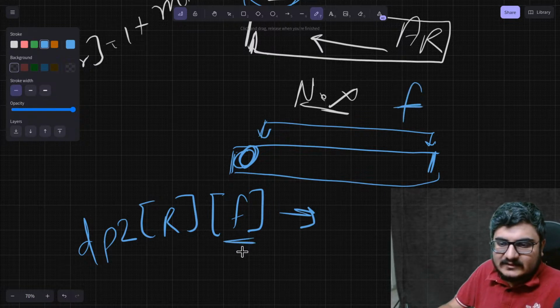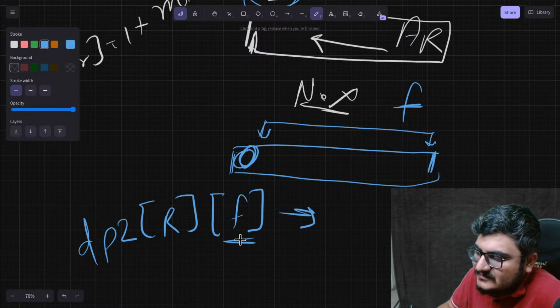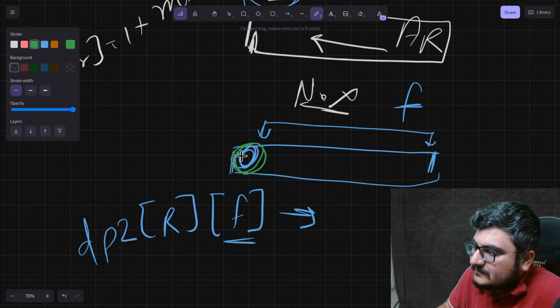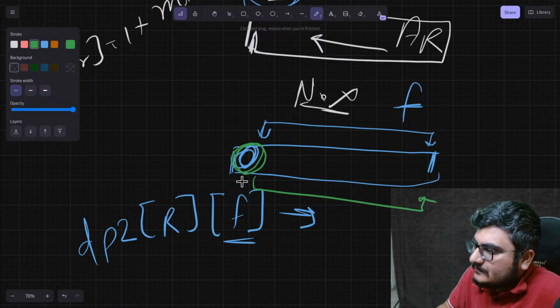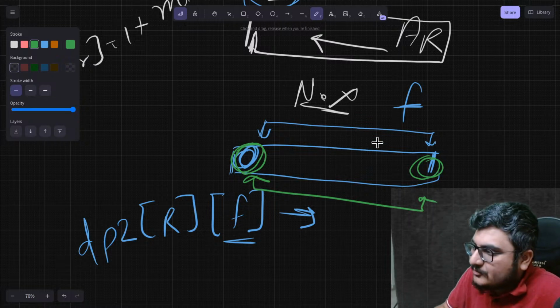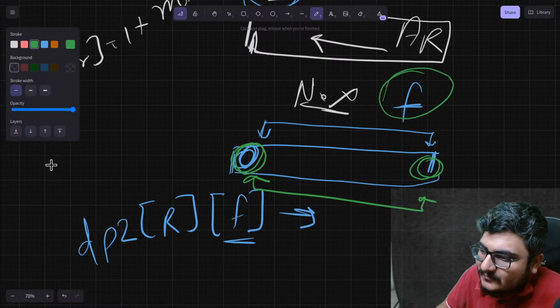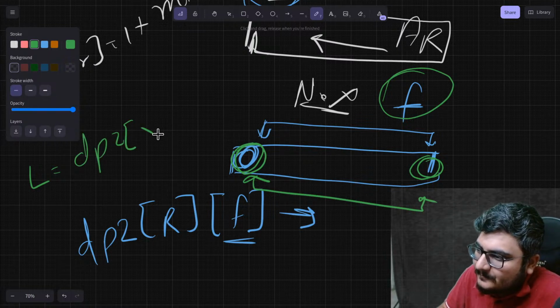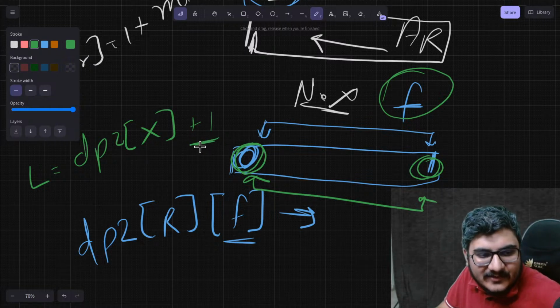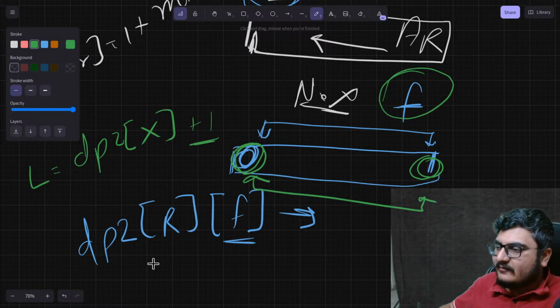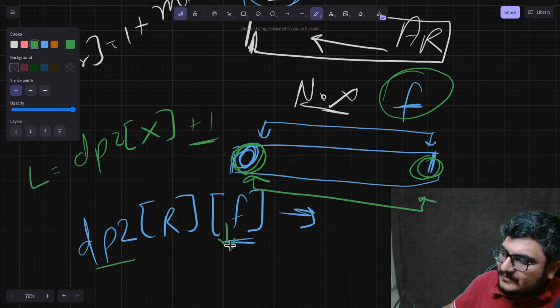And that is how I define something. dp2r, f means what is the maximum index which we can take such that if we take this range, we would get some elements with product equal to f. And the L we were talking about was essentially equal to dp2 of r, x, and we need plus 1 extra there, somewhere from where we can start. And the idea was that in this dp we only keep factors of x.